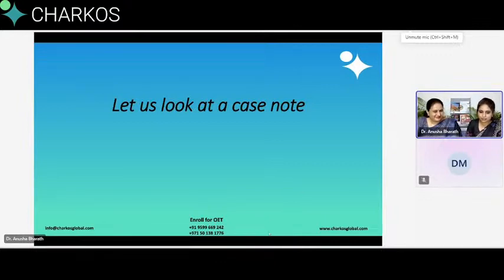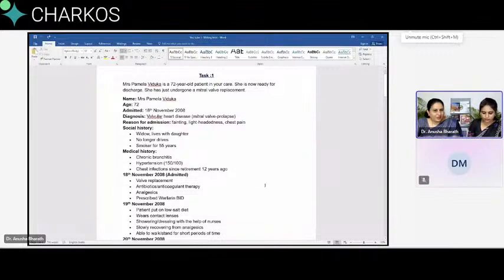Well, please look at the screen right now. We're starting off with simple tasks so that you're able to follow the organization of the paragraphs, and everything will be discussed in detail. I hope the screen is visible. Are you able to see task 1? Well, let me read out the case note.